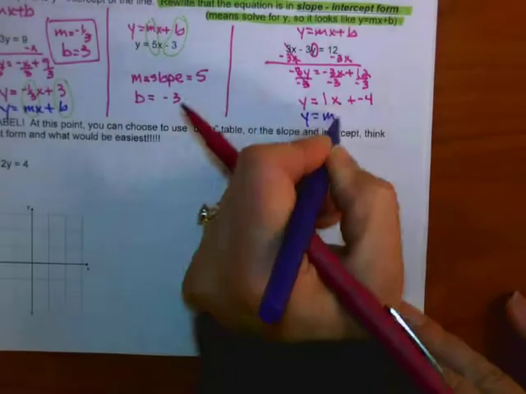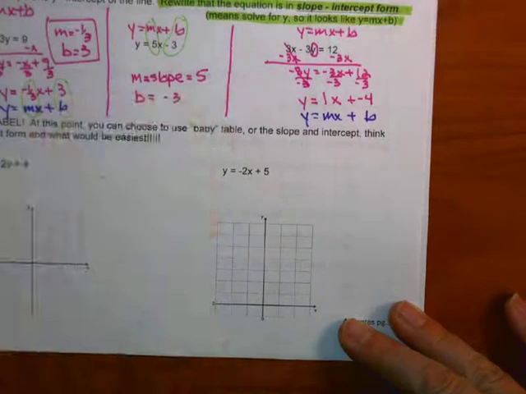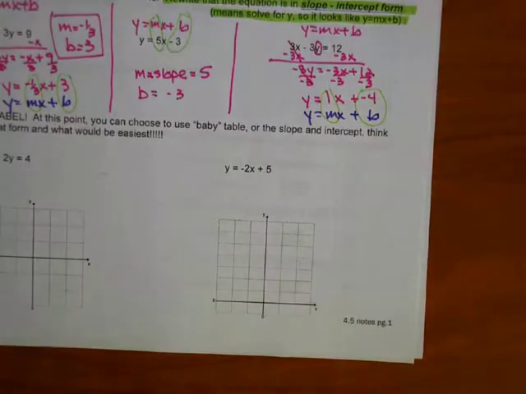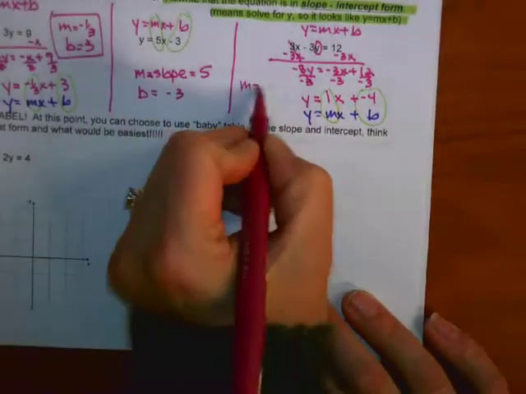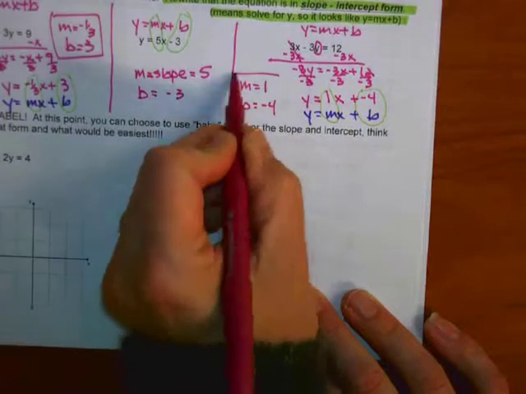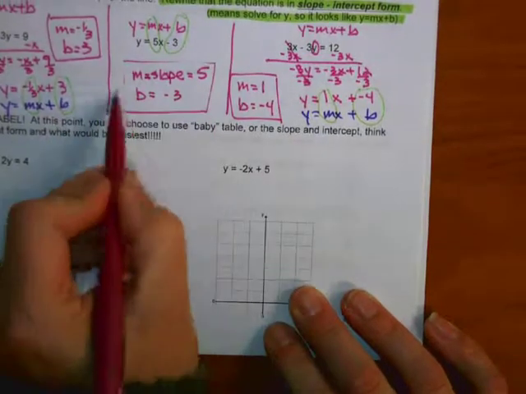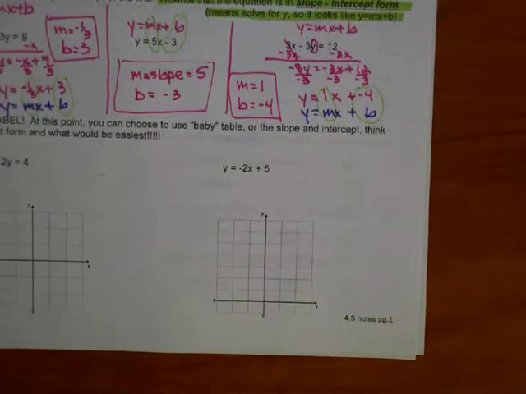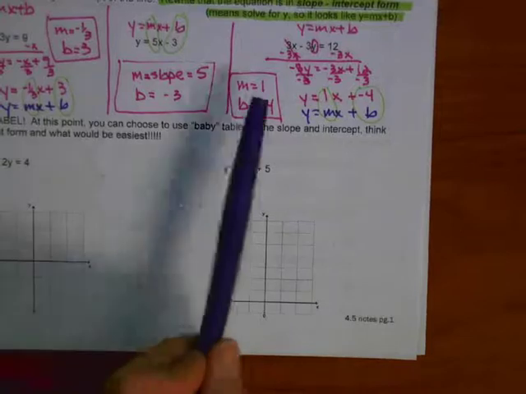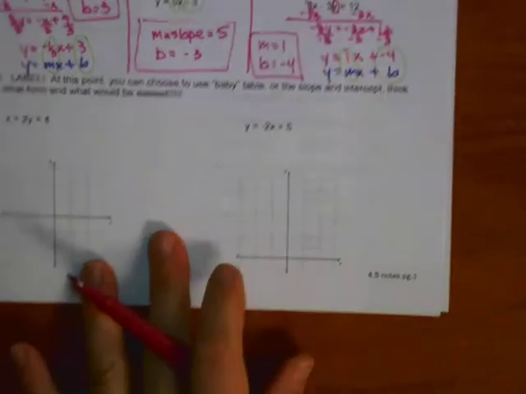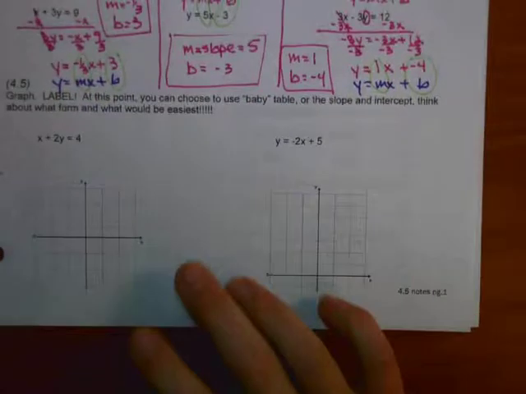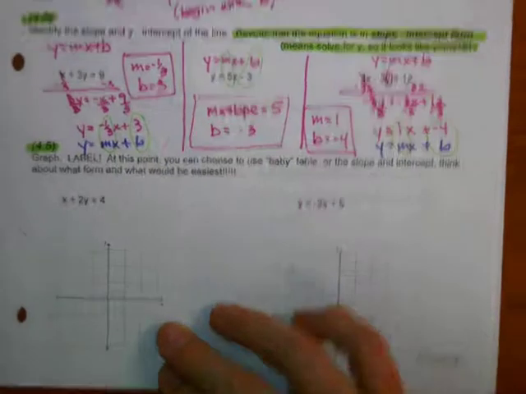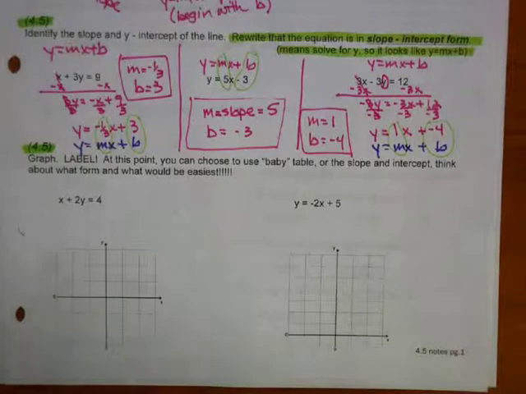All right, it's in the right form now, isn't it? I can easily recognize my slope and my y-intercept right there. So I'm going to say m equals 1, b equals negative 4. Do you see it? Okay, so this is one thing you have to do, practice. Ready? Let's move on. When you're doing your work later today, this is from 4.5. I labeled in the notes what section it's from.